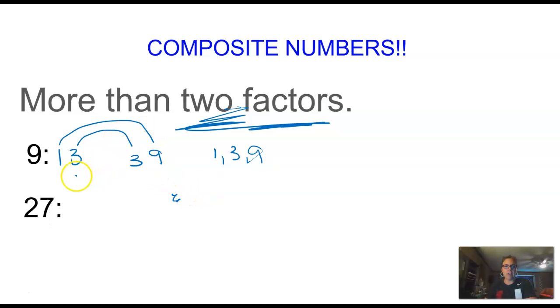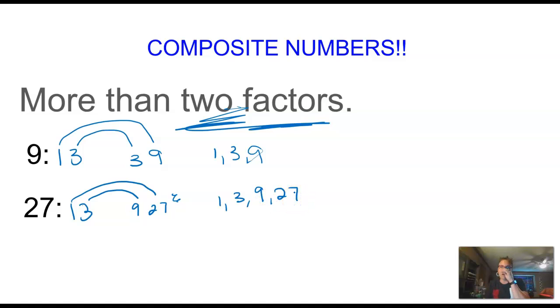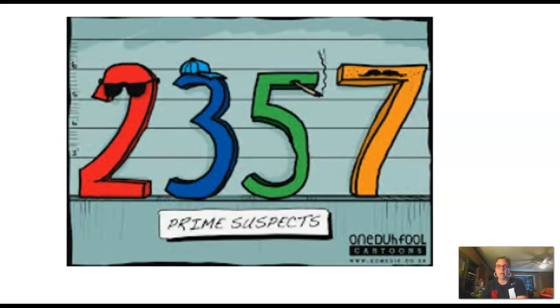27. Notice I picked another odd one, so you don't think all odd numbers are prime. So 1 and 27. 2 won't go into it, but 3 will. 3 times 9 is 27. We'd have to go through 4, 5, and 6 to make sure, but I just happen to know. 1, 3, 9, and 27 are all factors, so that means this is a composite number.